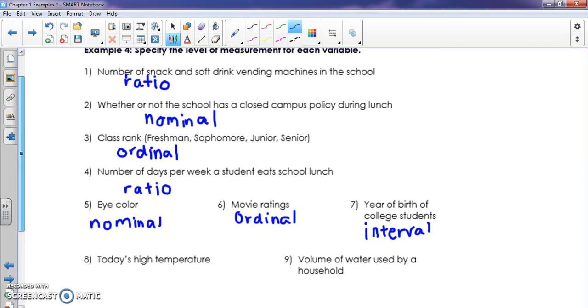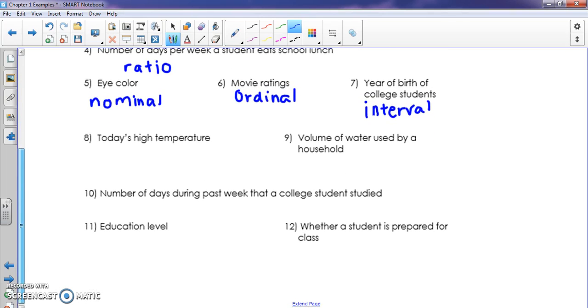And let's scroll down here, more examples. Today's high temperature, so very similar. So that one also kind of mentioned. So 0 doesn't mean the absence of a quantity, it actually has meaning. So we're talking about 0 degrees Fahrenheit. We're talking about a very cold temperature. So that one's going to be interval as well.